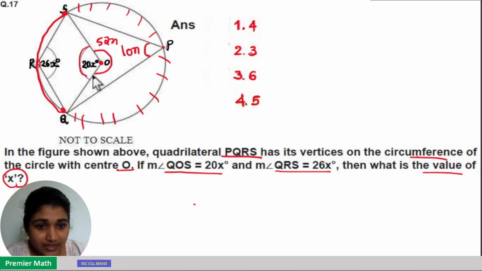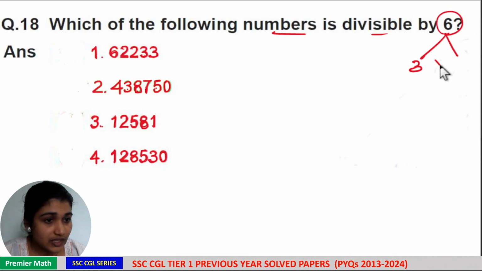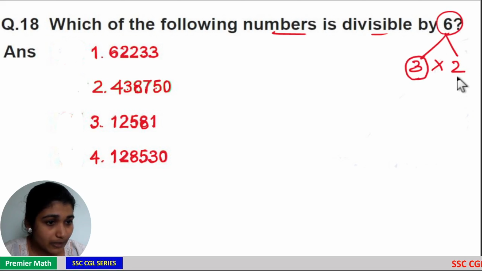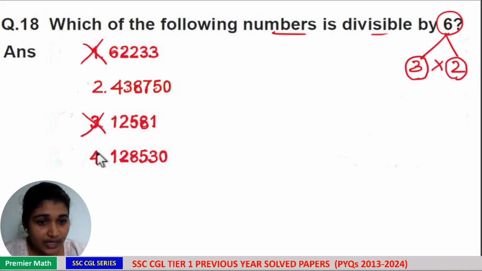Which of the following numbers is divisible by 6? Take the factors of 6. 3 into 2 is 6. So when a number is divisible by 6, that number should be divisible by both 3 and 2. So check the divisibility rules of 3 and 2. When a number is divisible by 2, that number should be an even number. So options 1 and 3 are eliminated.